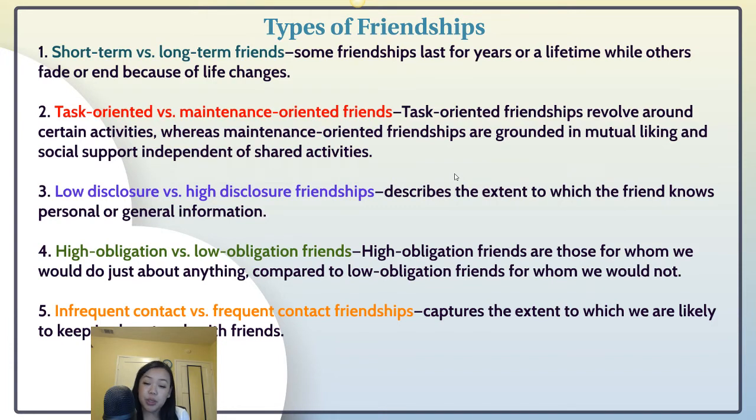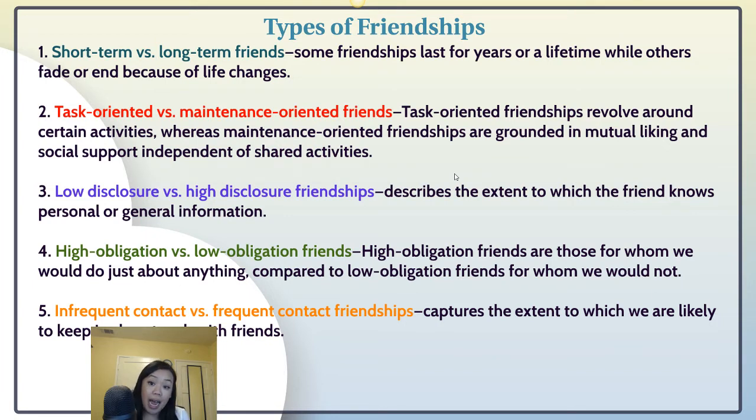The second one is task-oriented versus maintenance-oriented. So task-oriented friendships are usually based around activities like work or other recreational things. So for example, you might meet a friend when you go do yoga class or study taekwondo. You might make a friend during those activities. Maintenance-oriented friendships aren't focused on sharing a task together, like doing yoga together, whereas they are more so focused on social support and just mutual liking, just really liking the other person for who they are and their personalities, shared interests in general, all of that.